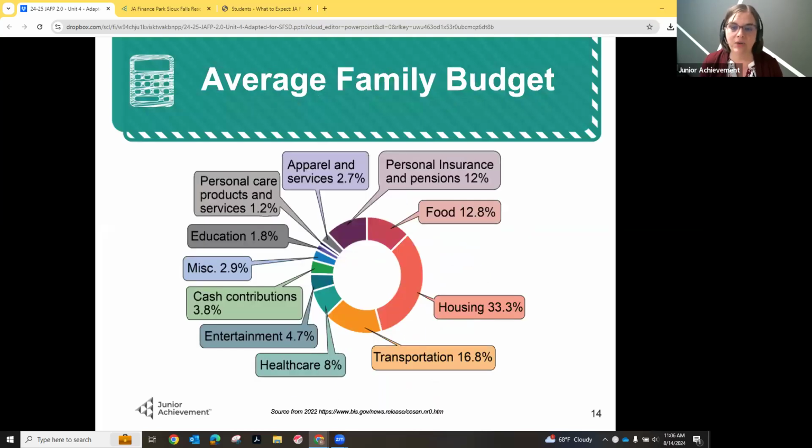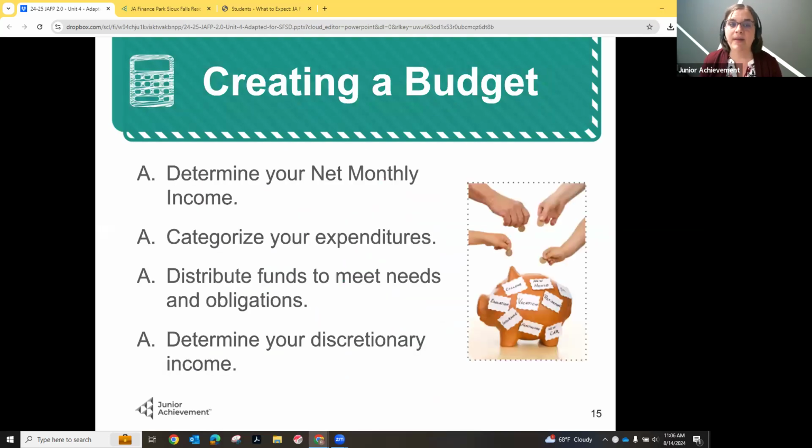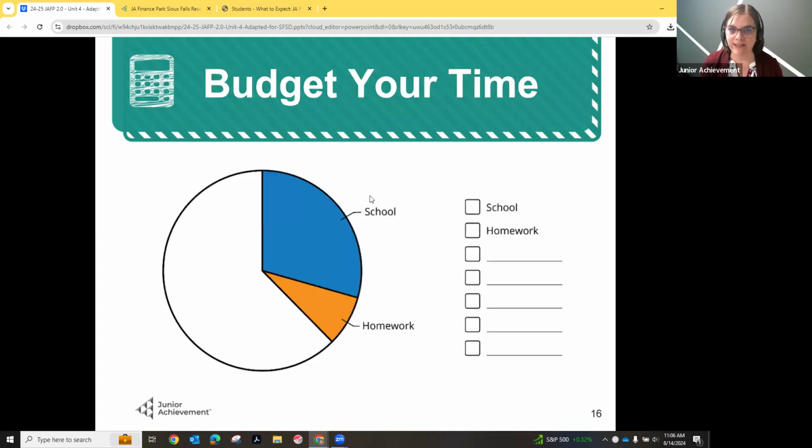Again, if you want to, you can use these slides. This is some of the typical average breakdown of how somebody would spend money on a budget, and things to consider in creating a budget. So this is going to be walking you through it. Again, the simulation focuses on their net monthly income as their starting point.